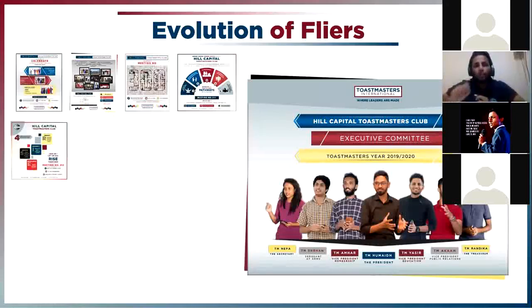In Toastmasters, when you are using images of members, you have to make sure those images portray that they are empowered and engaged. You can see here 7 members during our meetings. They're engaged, they're empowered. This is one such example I did for the executive committee. Let's discuss that further.